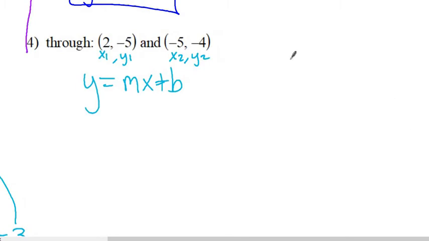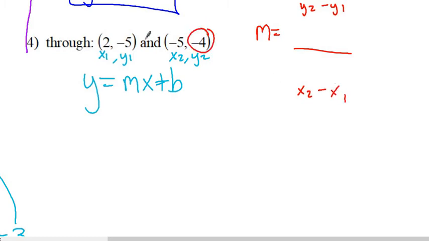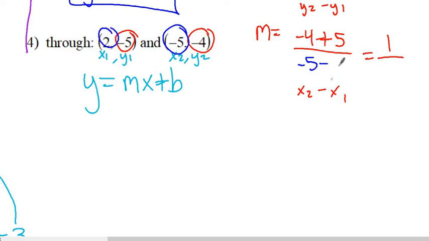And the answer to that question is we can find the slope by using the slope formula, which is this: m equals y2 minus y1 over x2 minus x1. So y2 is this and y1 is this, so negative 4 minus negative 5, that's like negative 4 plus 5, which is 1. And then x2 is this, negative 5, minus x1 is 2. So negative 5 minus 2 is negative 7. So our slope is negative 1/7.